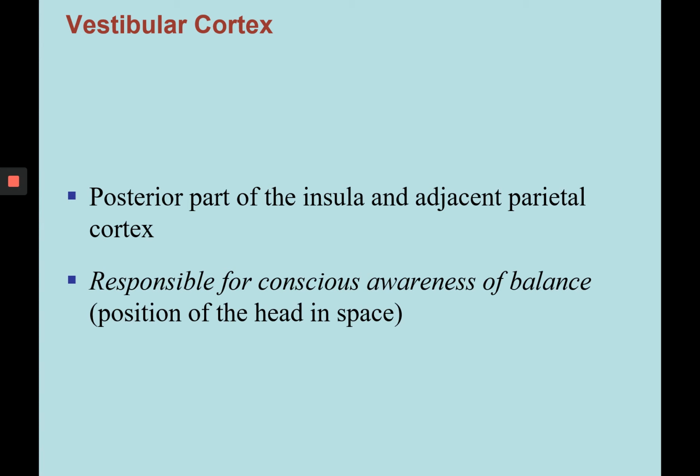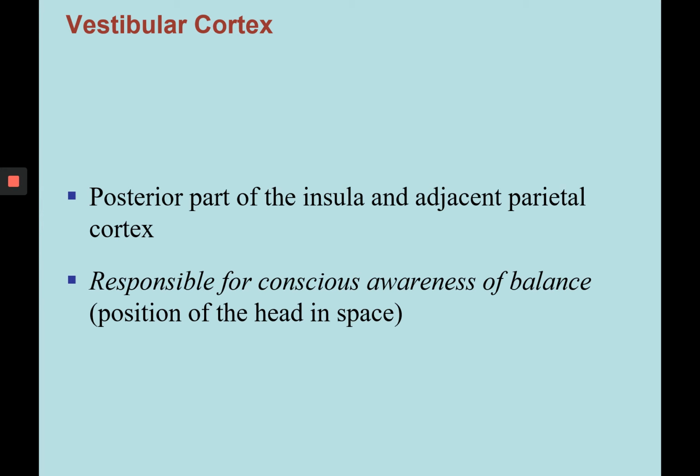Next, we're going to look at the vestibular cortex. So think vestibulocochlear, the nerve that comes from the ear. But vestibular generally has to do with something about balance or equilibrium. So it's in the posterior part of the insula. It is adjacent to the parietal cortex, and it's just responsible for conscious awareness of balance, and it keeps our head kind of in position in space.